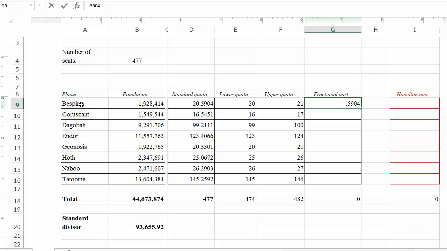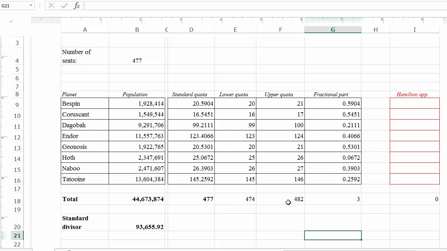So for example, Bespin, if we look at the standard quota, it's 20.5904. So the fractional part is just the 0.5904. And for Coruscant, it's 0.5451. Then we have 0.2111 for Dagobah, and so on. Okay, so now we've entered the fractional parts for each of the planets.